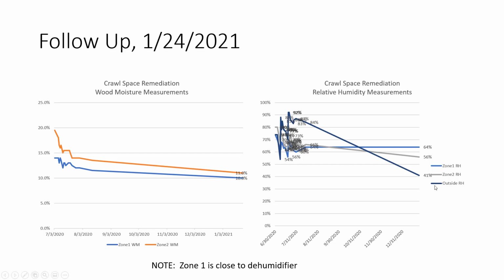The other is the outside temperature and humidity, which today is much lower than what we had been seeing. In August, a lot of the measurements for relative humidity were in the 85s, up to a peak of 92% humidity. Today, and we haven't had rain in several days, it was down to 41% outside. Inside, it stayed fairly consistent around 64%.